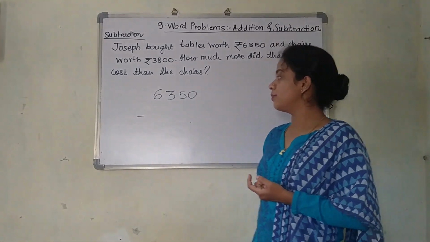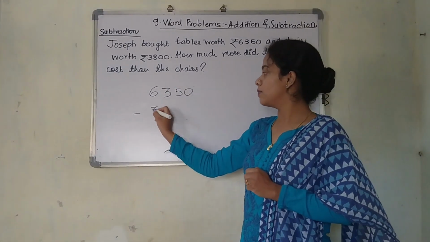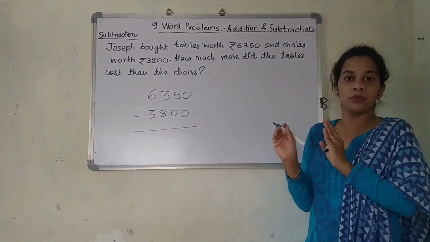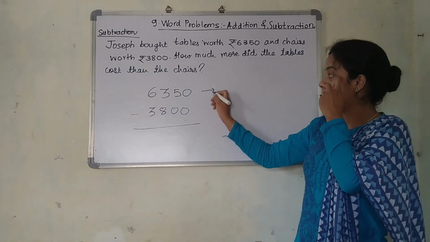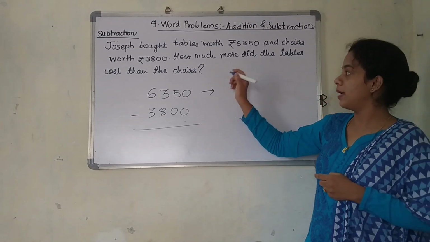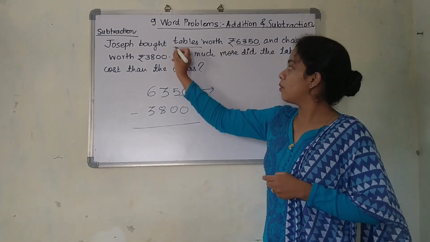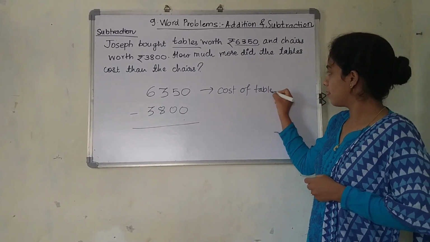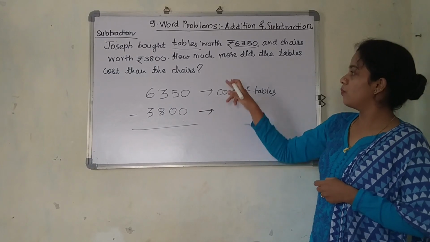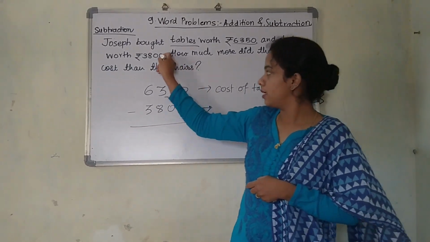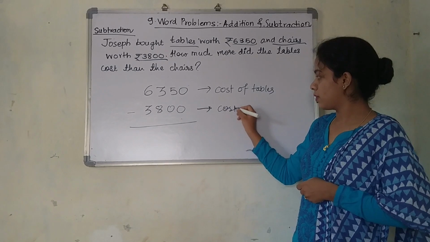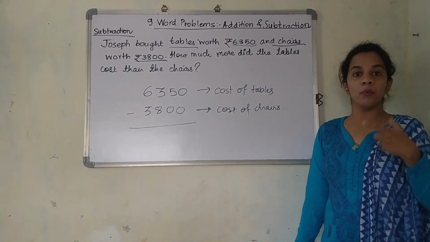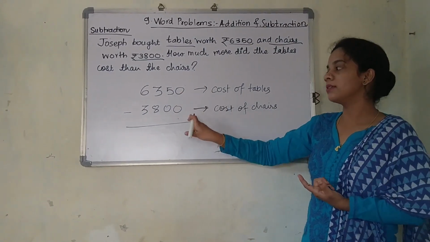So 6,350 minus 3,800. I have told you earlier also these are word problems, so we are not supposed to keep them as they are. We are also going to write the extra information. This was the cost of tables. You can clearly see this was the cost of tables. So you are going to write over here cost of tables. This is the cost of what? Yes, it is the cost of chairs. You can clearly see over here. So cost of chairs. So now they want how much more this amount is than this number.